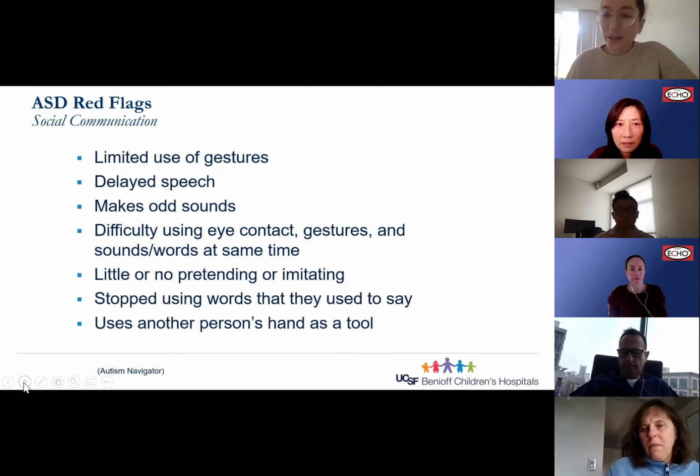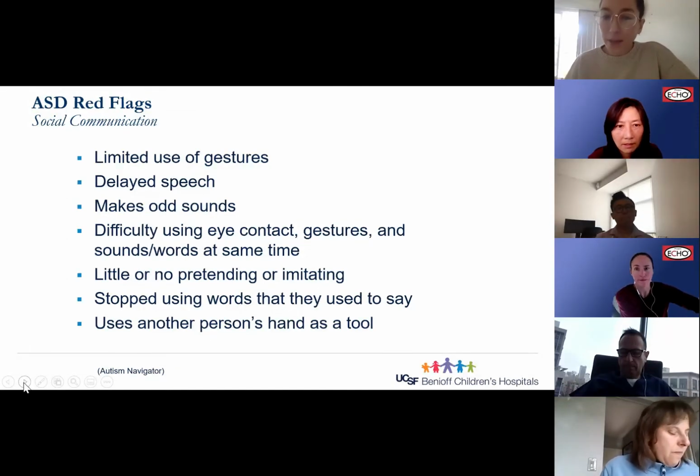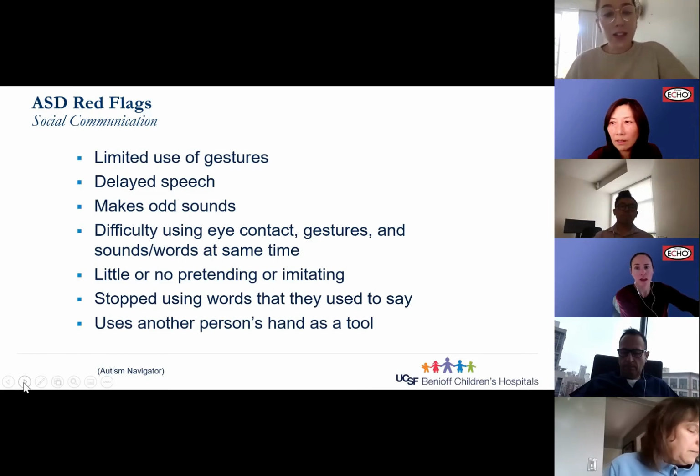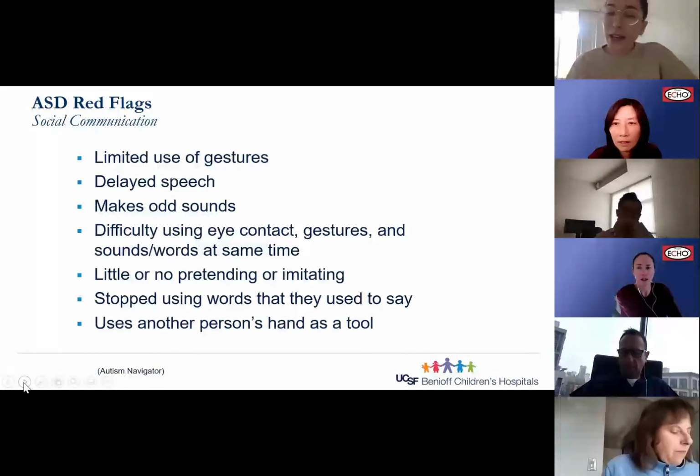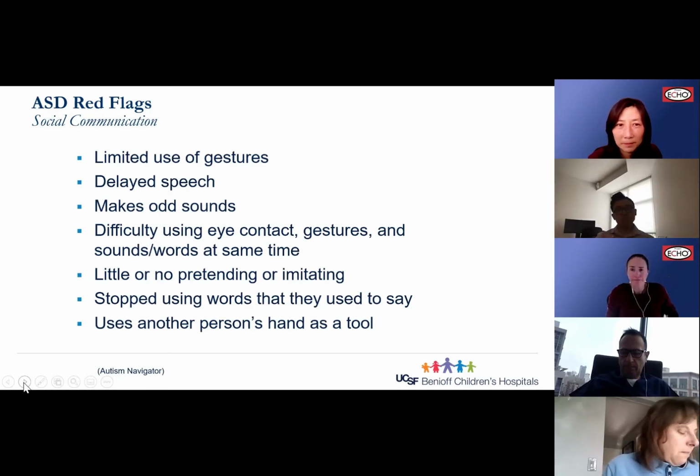And are they having some difficulties with combining nonverbal communication, such as gestures, while also making appropriate eye contact at the same time? What does the play look like? Is it more limited in terms of their pretend play? Are they having difficulty imitating or mimicking parents?